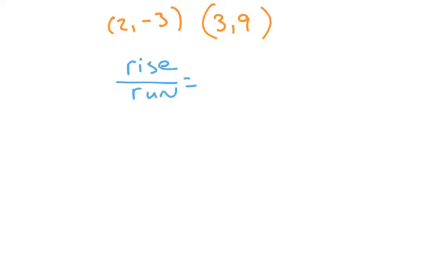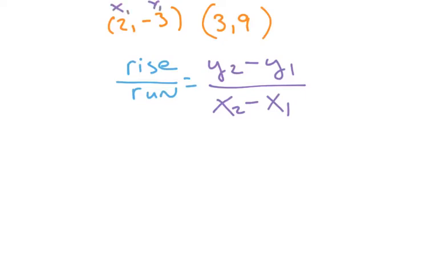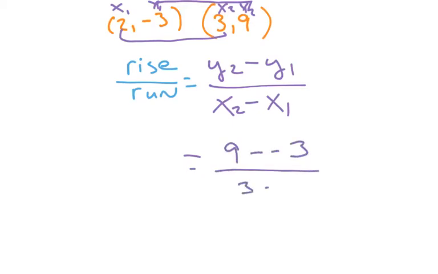So rise is y values. So if we're playing with y values, it's y2 minus y1 over x values, which are x2 minus x1. So we can just plug in the points. Now, if we plug in the points, be careful. This is x1, this is y1, this is x2, this is y2. So I usually group the y's on top and the x's on the bottom, because in the equation you group the y's on top and the x's on the bottom.